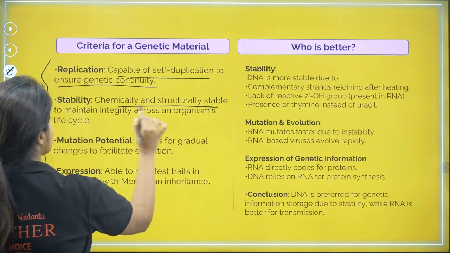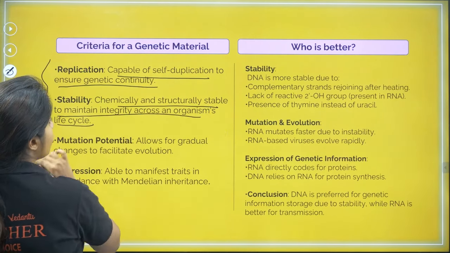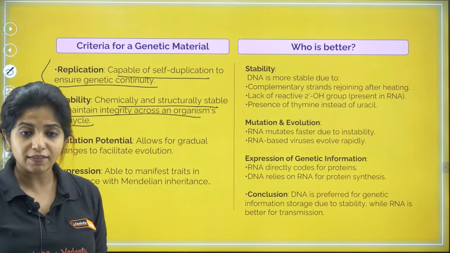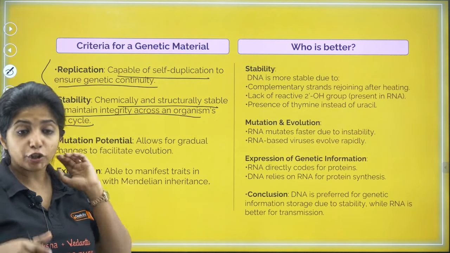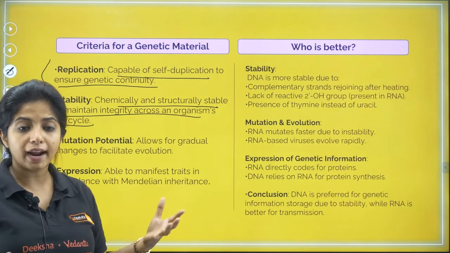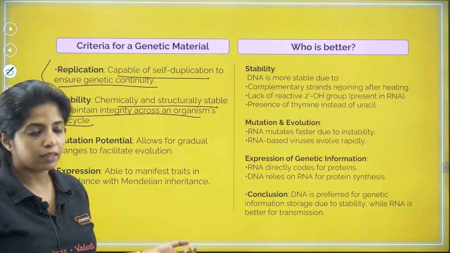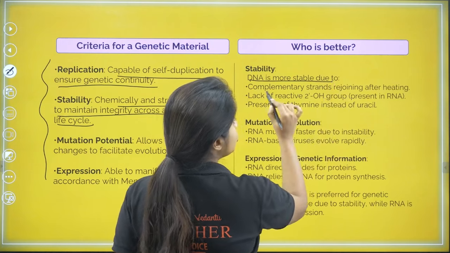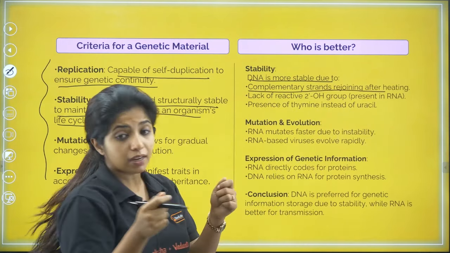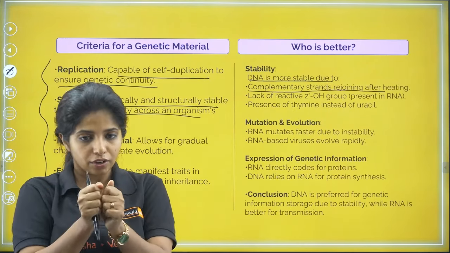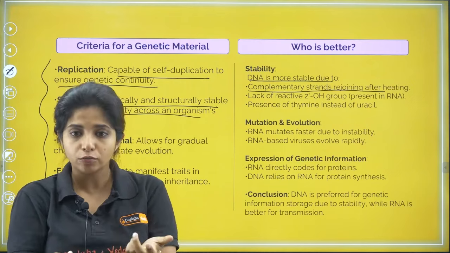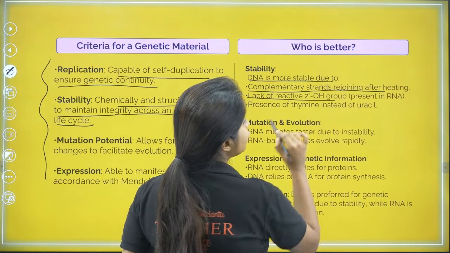Stability: chemically and structurally stable to maintain integrity across an organism's life cycle. So this is also a criteria. It should be stable. If it is not stable, it will go on reacting and then things would be problematic. So DNA, if you see, is more stable due to what? Complementary strands rejoining after heat. The complementary strands rejoin fast, and it is not mostly single-stranded. Lack of reactive 2-OH group.